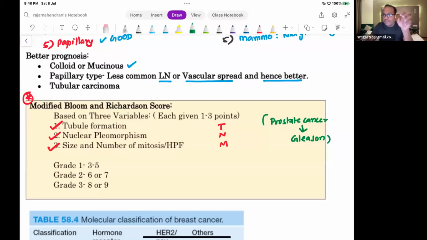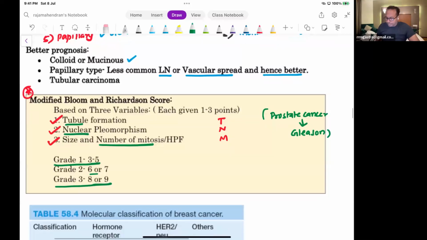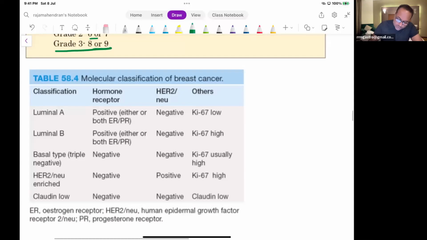we have the modified Bloom and Richardson score based on tubule, nucleus and number of mitosis. So don't forget this point. Based on number of mitosis, nuclear pleomorphism and tubule formation, we have 1 to 3 points for each. We have grade 1, grade 2, grade 3 based on the modified Bloom-Richardson grade. So grade 3 is high grade tumors, 1 is low grade tumors. And you are going to get a definite MCQ from this table. This table is newly updated in Bailey. It is not there in old Bailey.